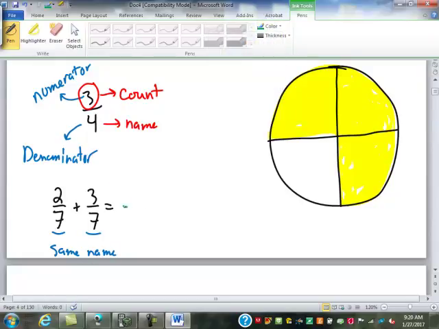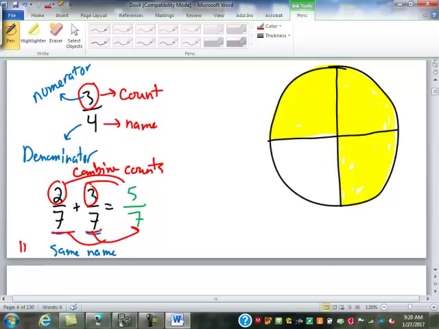So once you have the common denominator, how were you taught to add those fractions? Well, you do the 2 plus 3, you combine the numerators. 2 plus 3 is 5. What about the denominator? Stays the same. You keep the common denominator. Again, that's not a special rule for fractions. Anytime we add numbers, you combine the counts and you keep the same name. Same rules as for whole numbers.